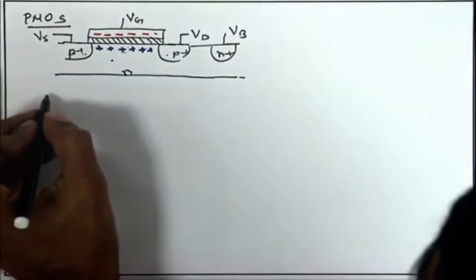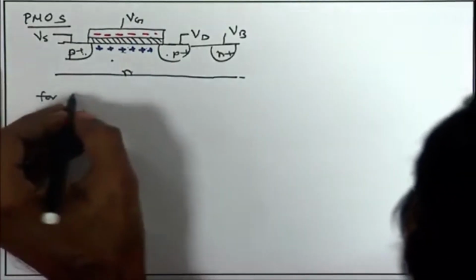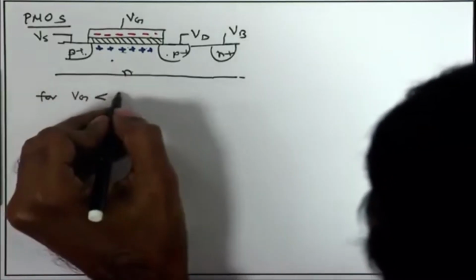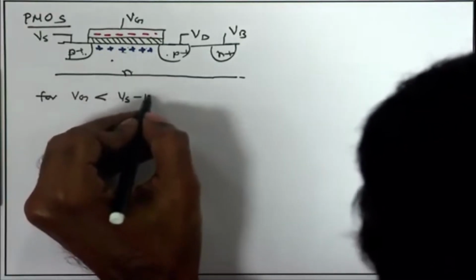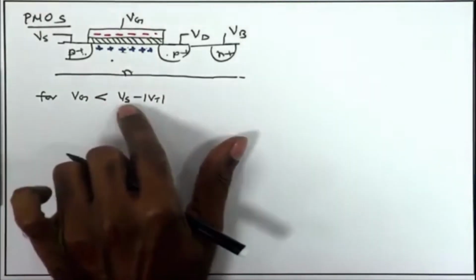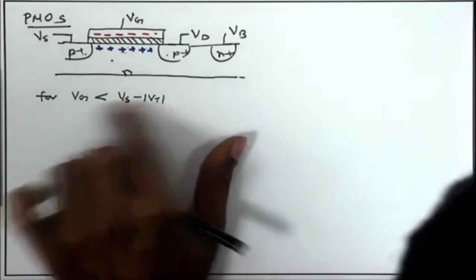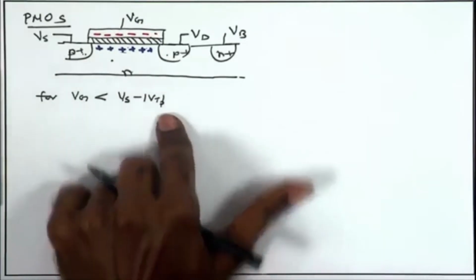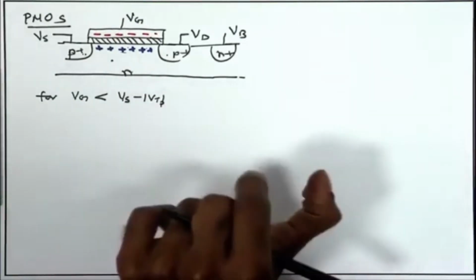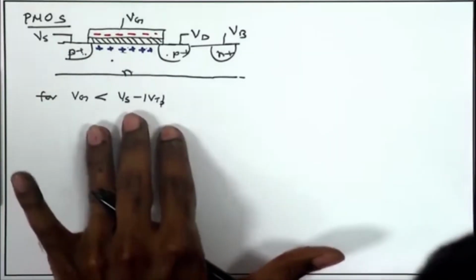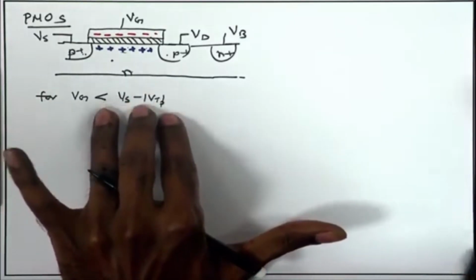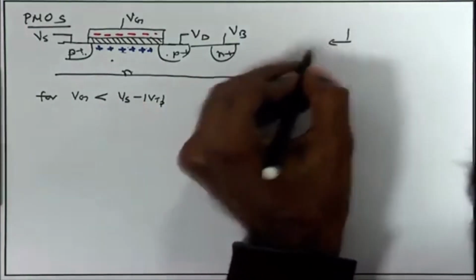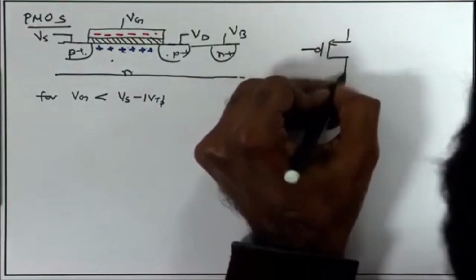So, the condition is for Vg to be less than Vs minus mod Vt, or you can say Vg should be lower than the source by mod Vtp. Vt in general for PMOS is a negative quantity, but it is more convenient to deal with mod Vtp, and in that case the operation or equations remain pretty similar to the NMOS. So, all we have to do is modify the equation for NMOS a little bit.